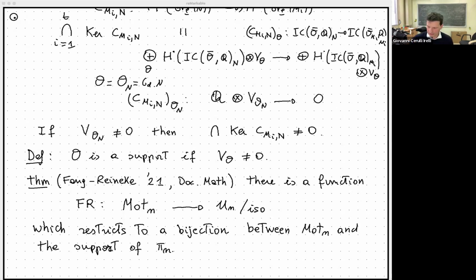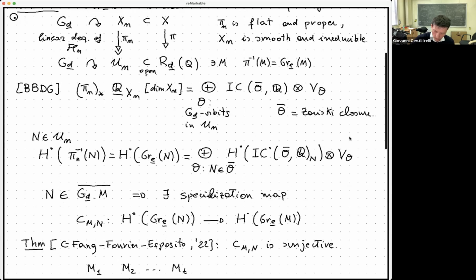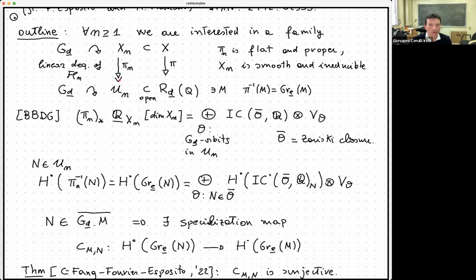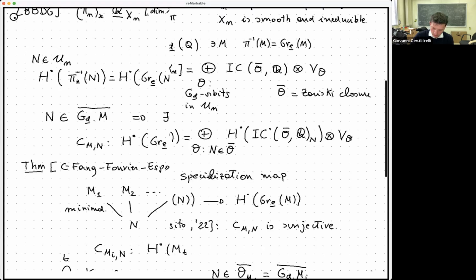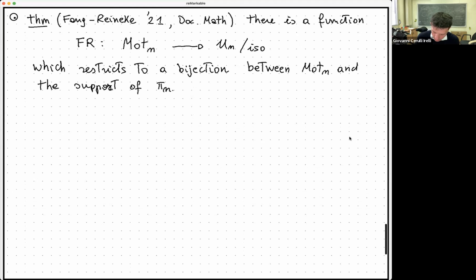Okay, so let's go back for a moment. We have this map pi_n that I didn't define. I will tell you more about this. In the base there are finitely many orbits, and then we apply the Bernstein-Beilinson-Deligne-Gabber decomposition theorem, and then we ask what are the orbits in U_n such that V_O is non-zero. Then the beautiful theorem of Markus and Kinn says that these orbits are parametrized by Motzkin paths.